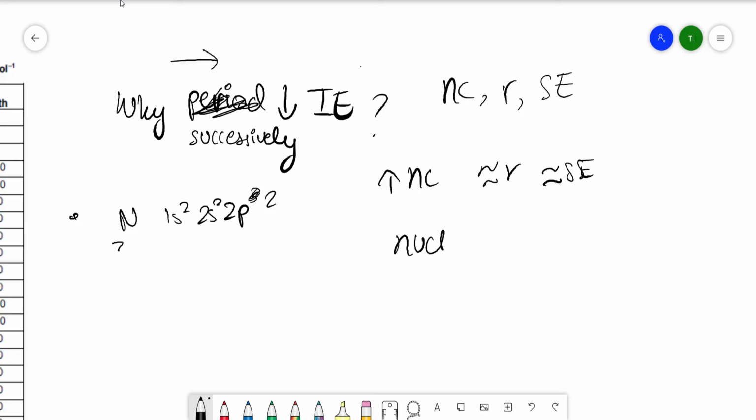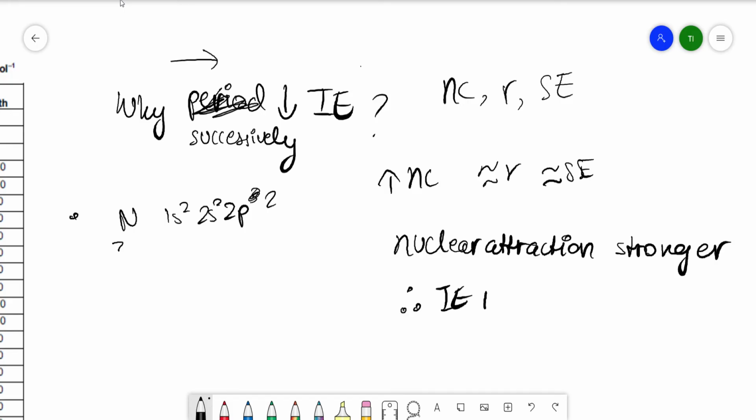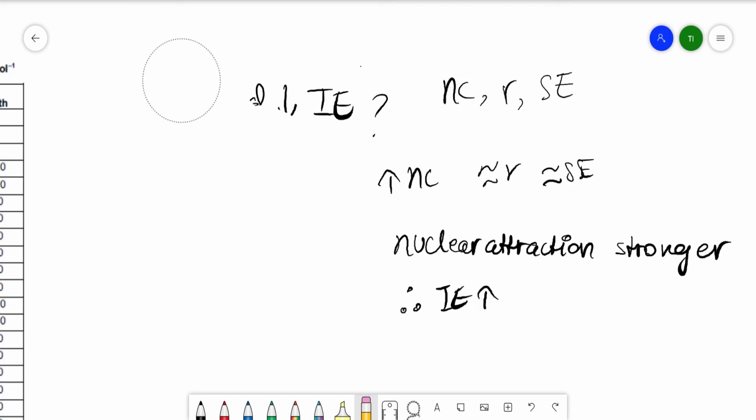So because there's an increase in nuclear charge while the radius and the shielding effect remain the same, the nuclear attraction is stronger, and therefore the ionization energy increases successively in the case of every element. Okay, I hope that makes sense.